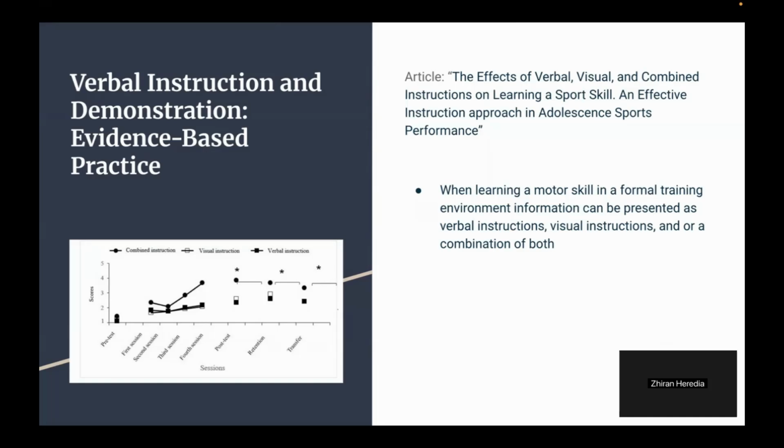And from there, we can look at the graph and, based upon the results of the findings in this article, it depicts visual instructions, verbal instructions, and the combined instruction for the pretest. And then we move on to the first session through the fourth session. And from the post test, we can see that the combined instruction had a higher score on the post test and retention test and transfer test.